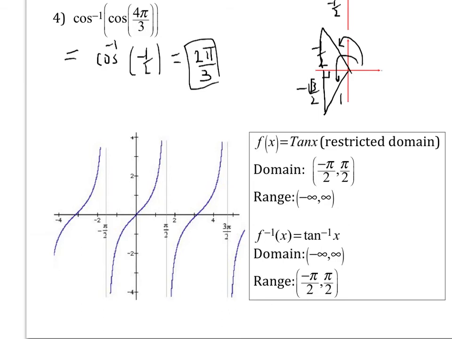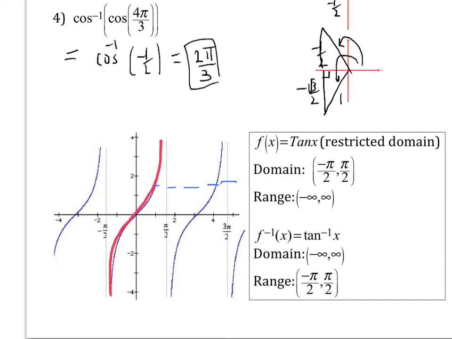The natural way to restrict it is to look at this basically fundamental period right here. And then this piece is 1 to 1. And then what we can do is reflect that across y equals x to form the inverse function. Now, it turns out the graph of the inverse tangent is kind of interesting, actually.